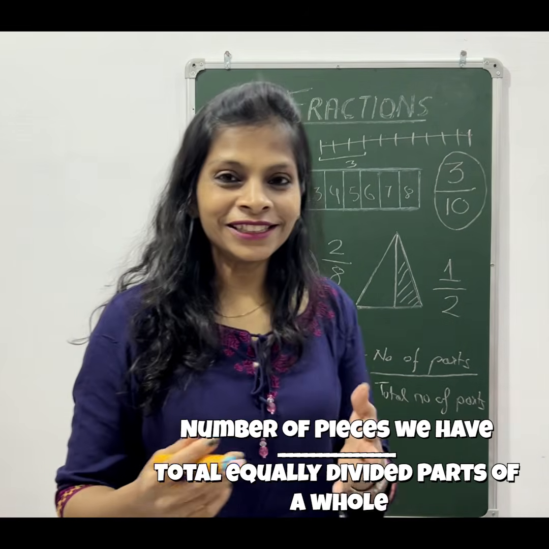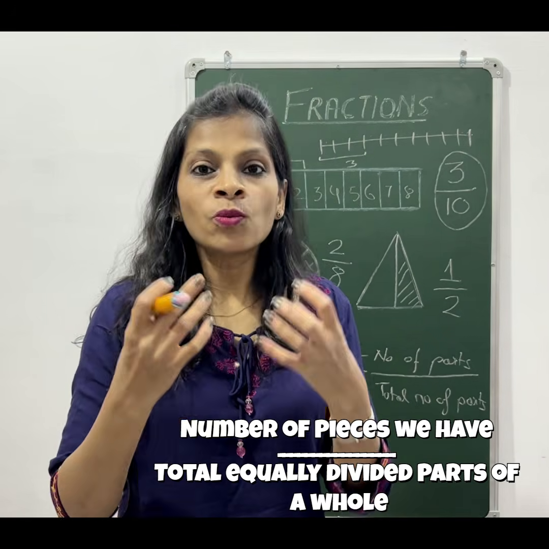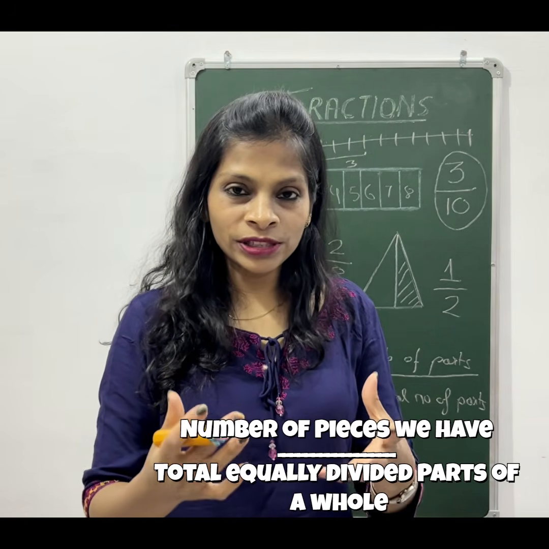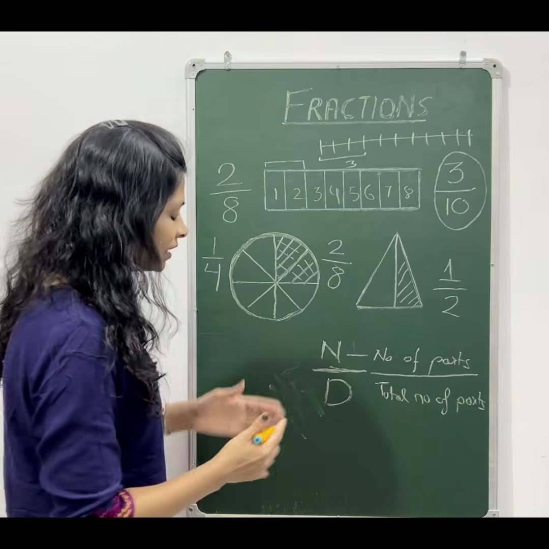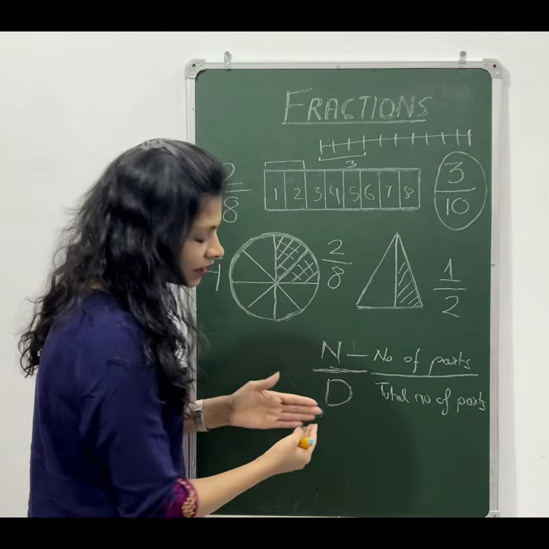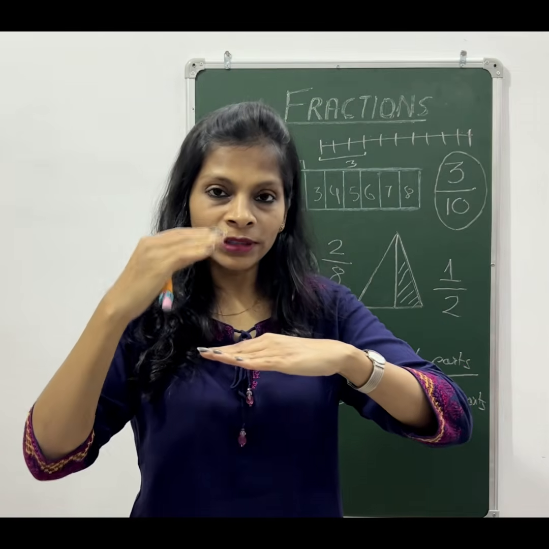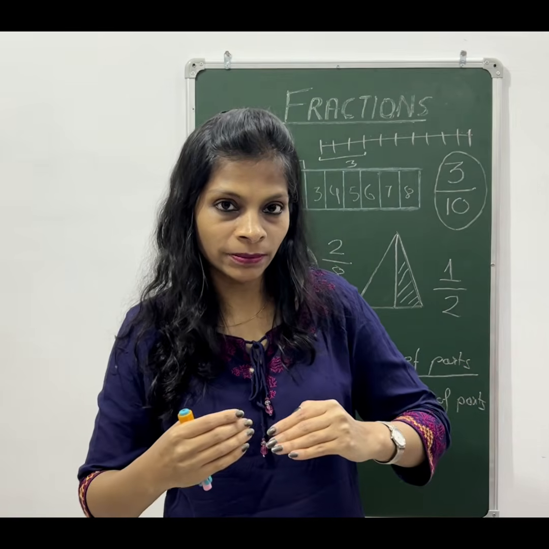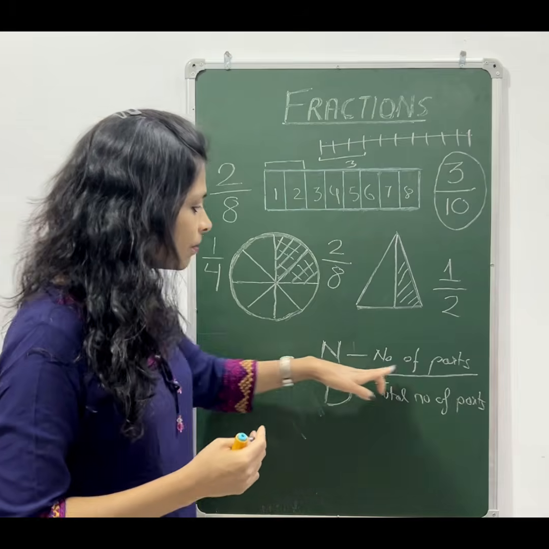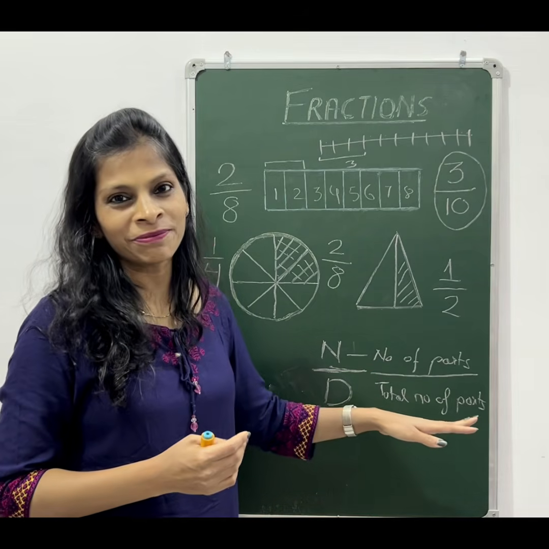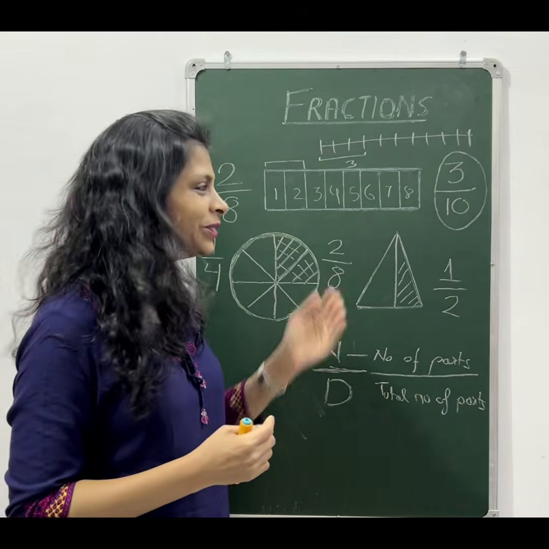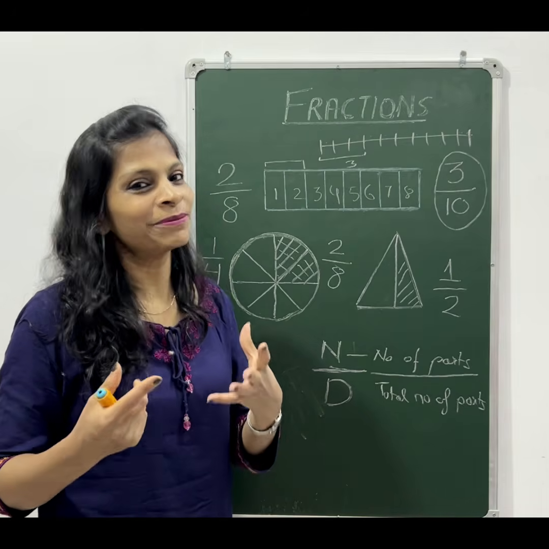So I hope you were able to understand what a fraction is and how it's represented, and the numerator and the denominator. The numerator is the number written above the bar and the denominator is the number written below the bar. So the numerator is the number of parts upon the total number of parts. I hope this video made the concept of fractions a bit clearer for you.